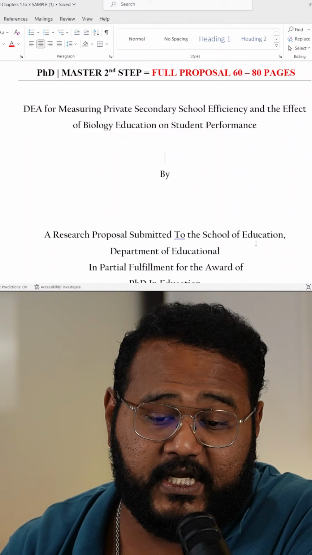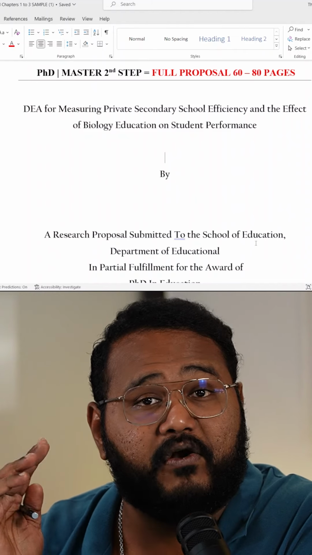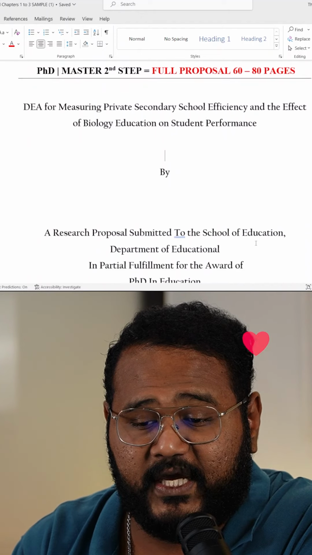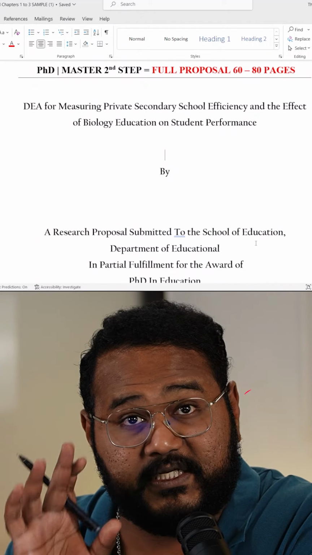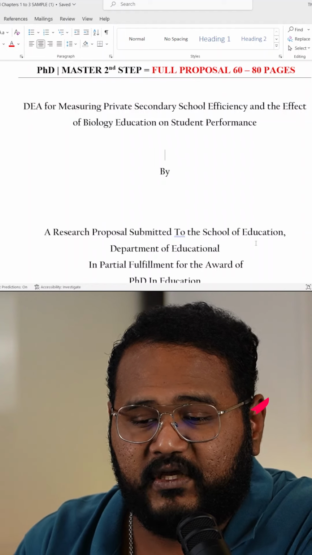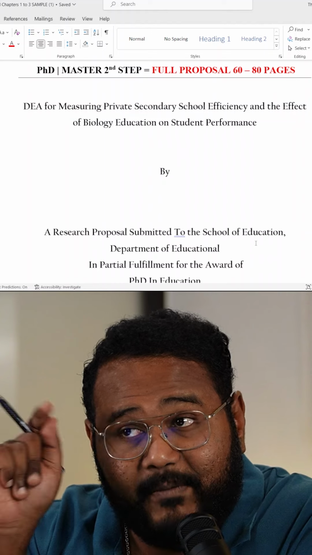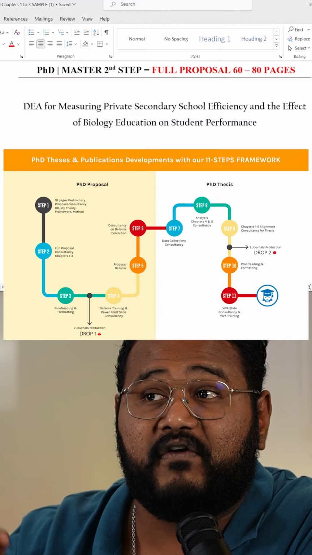This proposal that I am going to show you now is part of a proposal that we consulted some time ago. This is the first page we are looking at. As you can see, the red color writing is the standard that we follow. Usually, a full proposal is 60 to 80 pages. This is known as step number 2 from our 12 steps framework.